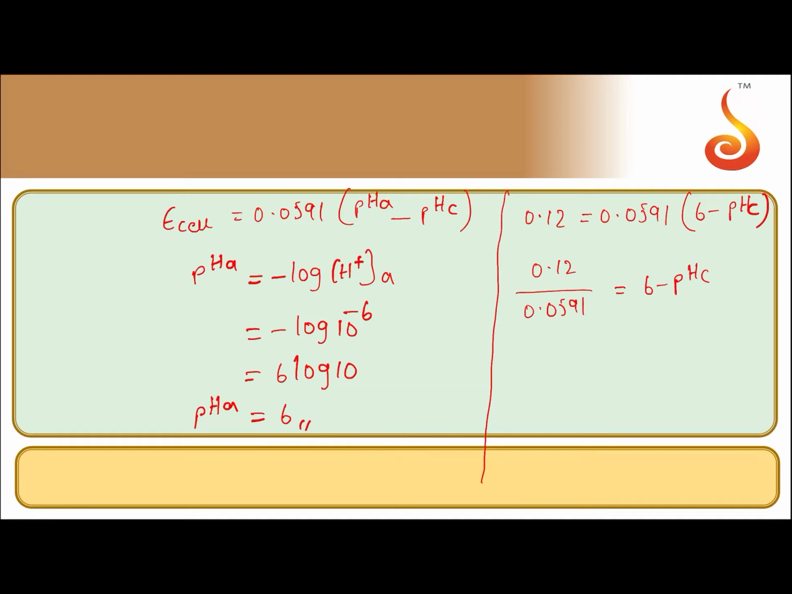Here 0.12 by 0.0591 will get 2.03, is equal to 6 minus pH at cathode. That is, pH at cathode is equal to 6 minus 2.03. 6 minus 2.03 will get 3.97, approximately 4. So pH at cathode is 4.